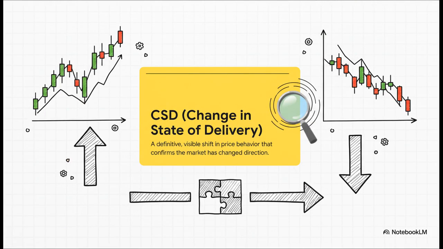And that brings us to the final piece of the puzzle, step 6. CSD. That stands for a change in the state of delivery. This is it. This is the final, undeniable proof you're looking for. It's a visible, structural shift you can actually see on the chart that tells you, yep, the market's internal programming has officially flipped from selling to buying, or the other way around.